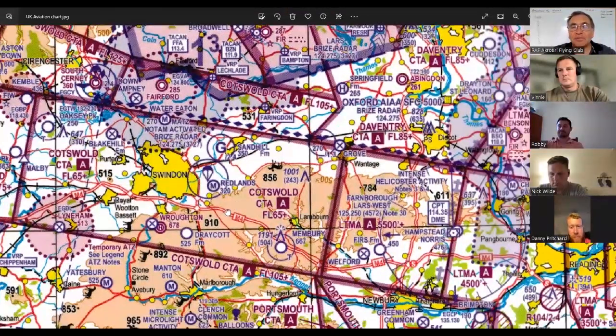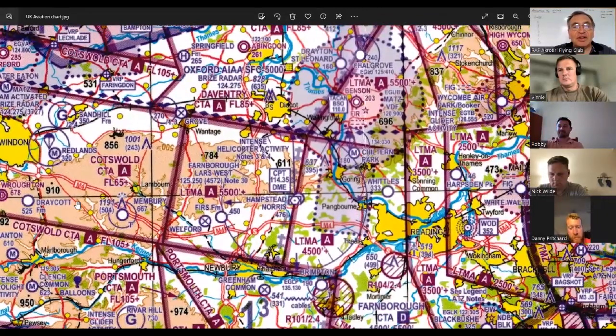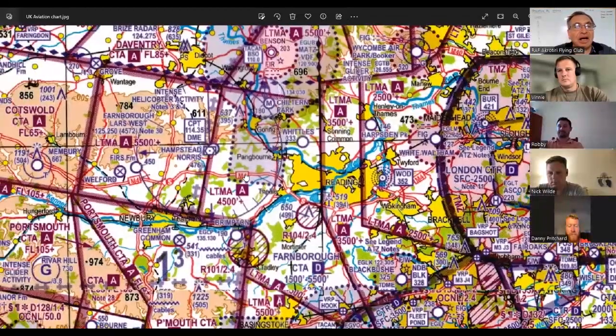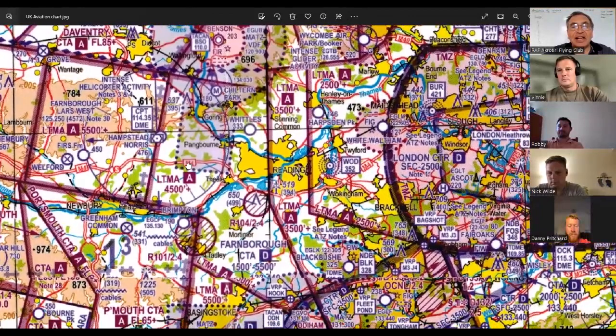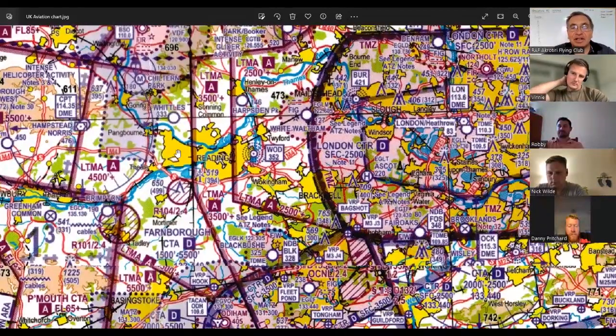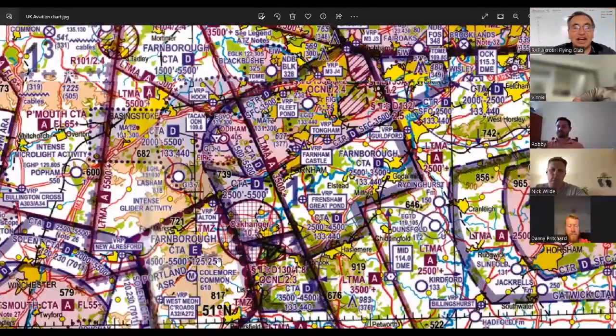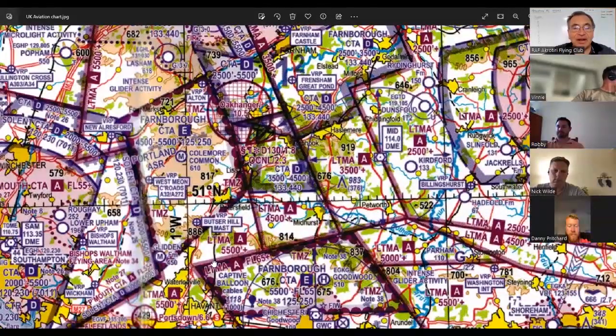You can only fly in here with an instrument rating, and you've got to have a clearance from air traffic control. And if you look here, we can also see that this is Class A airspace next to it, and this is 5,500 feet upwards. And then as we get a bit closer to Heathrow, we've got Class A airspace here, 3,500 feet upwards. Now, it's not all Class A airspace. Let's go down a bit to Bournemouth.